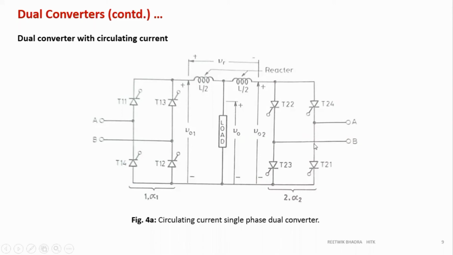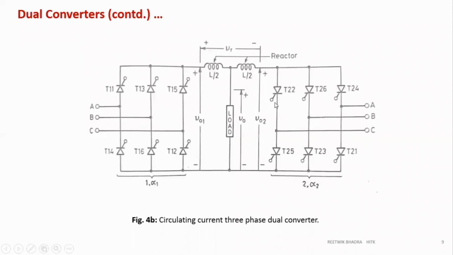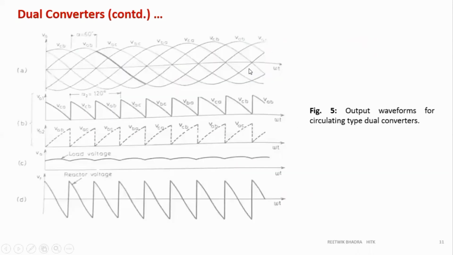Okay. So this is a basic single phase converter, and if you consider the three phase, it is the same thing, same three phase like your non-circulating mode, except over here we have your two inductors placed to limit the circulating current, nothing else. These are the output voltages which are appearing.